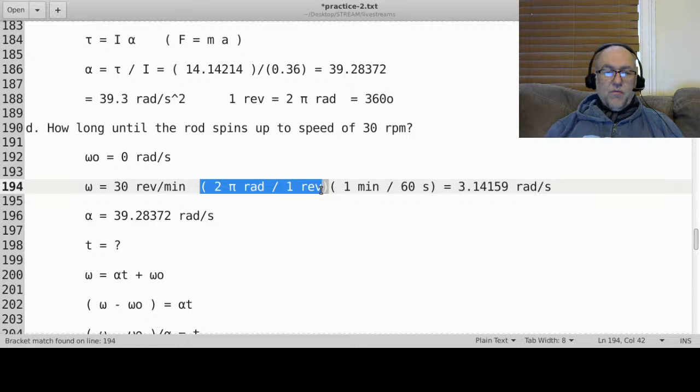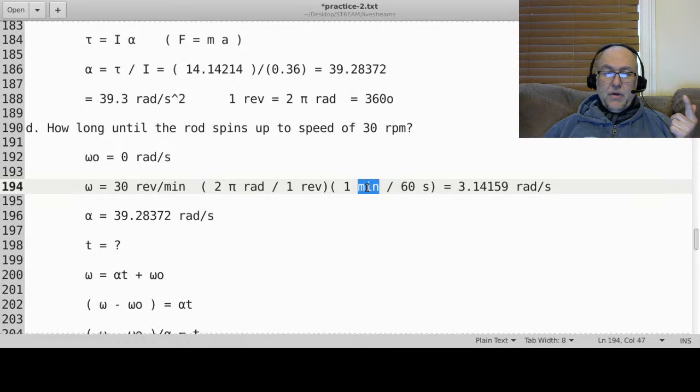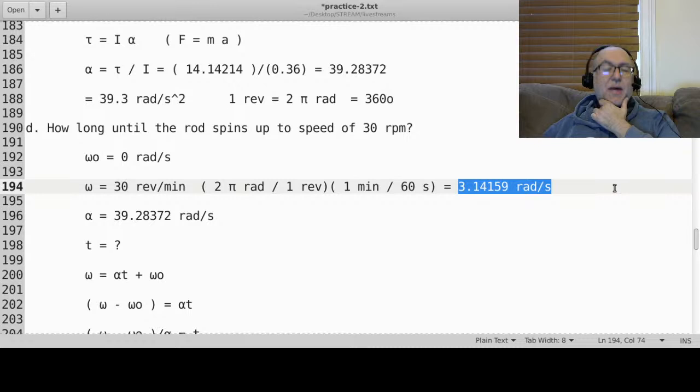It's also per minute, and we want to convert from minutes to seconds. So minutes in the denominator here, so put minutes in the numerator here. And 1 minute divided by 60 seconds is 1. Okay, so there's the conversion factor from minutes to seconds. You've seen this before, but it's worth repeating. And that gives you that value for the angular velocity once it's spun up to 30 RPM. That is 30 RPM in radians per second.